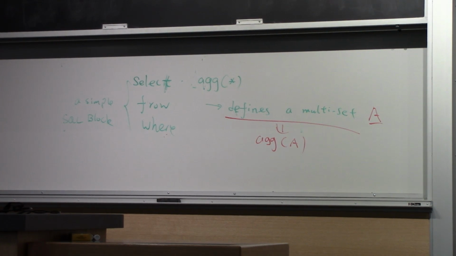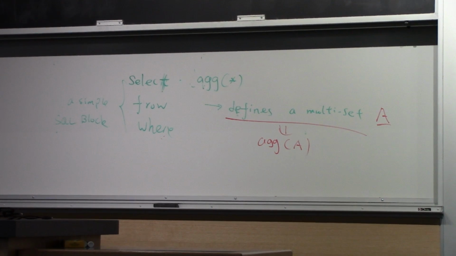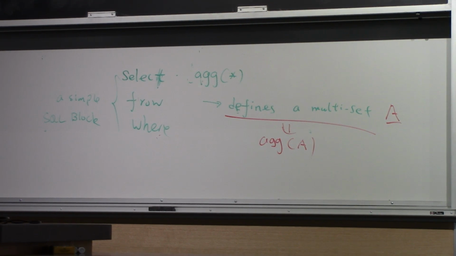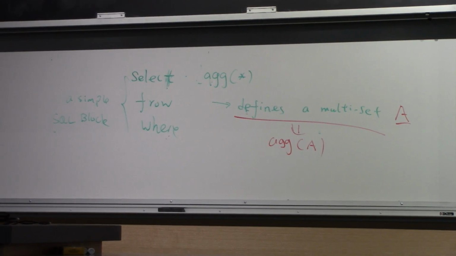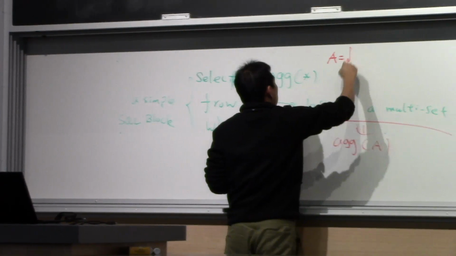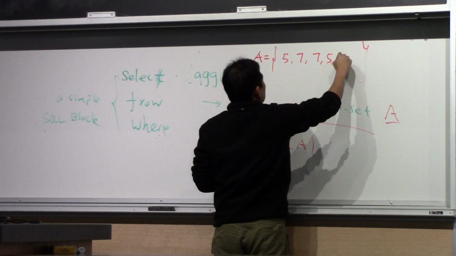With that being said, let's look at how we understand this one. First of all, ignore the aggregation operator itself. Look at the select-from-where clause. It defines a multi-set. What is the multi-set? It is all the sailors named Bob, and specifically I'm interested in the rating value. So my A in this case is a multi-set of rating values: 5, 7, 7, 5, 10, 8.